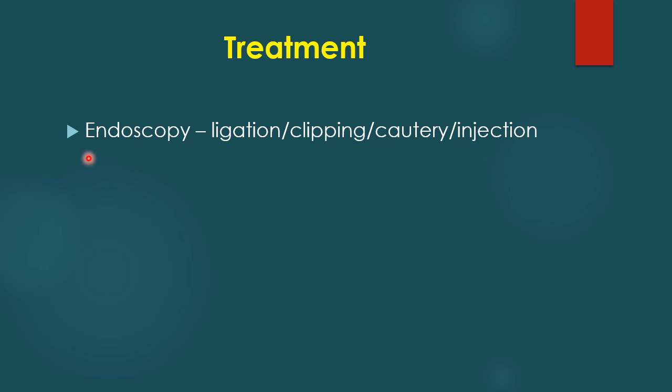Next, we come to the definitive treatment. Definitive treatment is endoscopy. These patients must be subjected to endoscopy, and the rest of the management depends on the findings. Endoscopy not only diagnoses the condition, it will also help in the treatment to stop the bleeding, such as using ligation, application of clips, endo clips, cautery or heat probe to cauterize the bleeding vessels, or injection of adrenaline to cause vasospasm and stop bleeding.